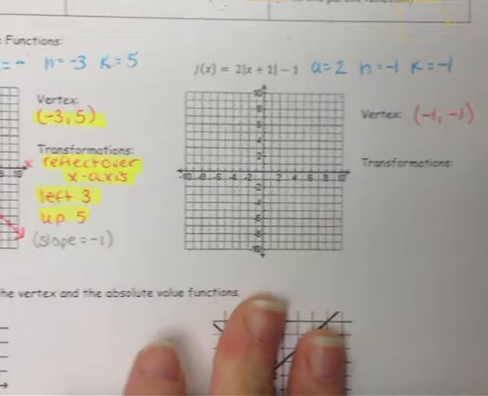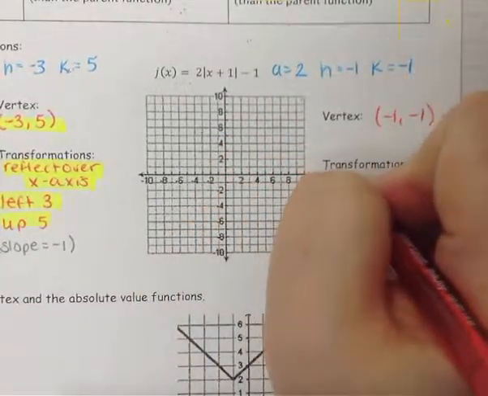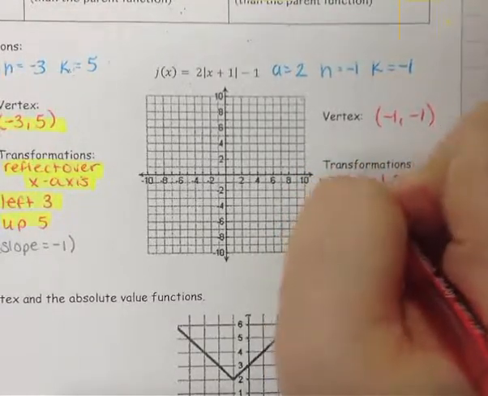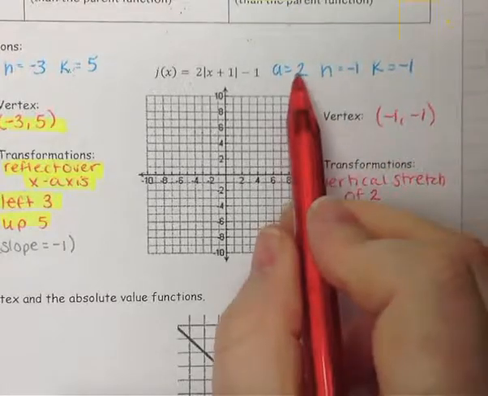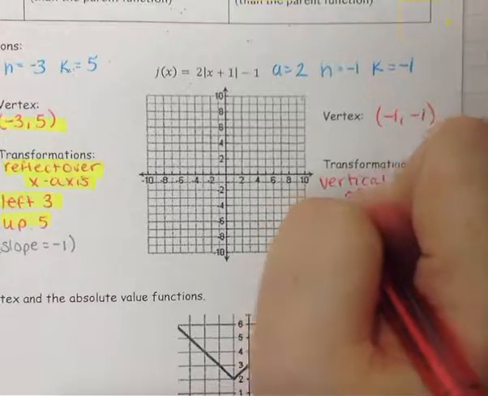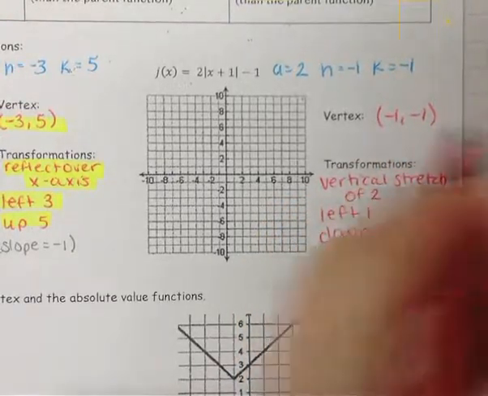The transformation, since our A value is bigger than 1, is going to be a vertical stretch of 2. Because the stretch is bigger than 1, and it's of 2. We're going to go left 1, then we're going to go down 1 from our H and our K.